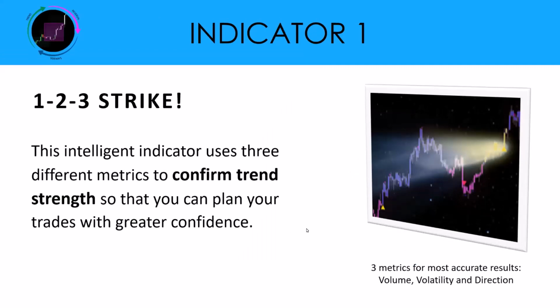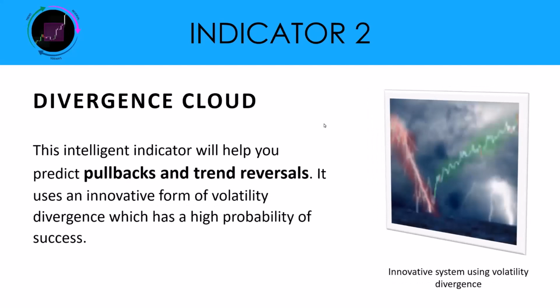Now, real quick, what is 1, 2, 3 Strike all about? I already mentioned it is for trend trading, and it will give you an entry signal when a strong trend has been established or confirmed. And it does so by looking at 3 metrics. It looks at an increase in volume, an increase in volatility, and there must be directionality in terms of price movements. And if everything comes together, an entry signal is shown. Divergence Cloud is, as the name suggests, an indicator based on divergence. And if you remember, divergence is always about the discrepancy between price and an underlying indicator.